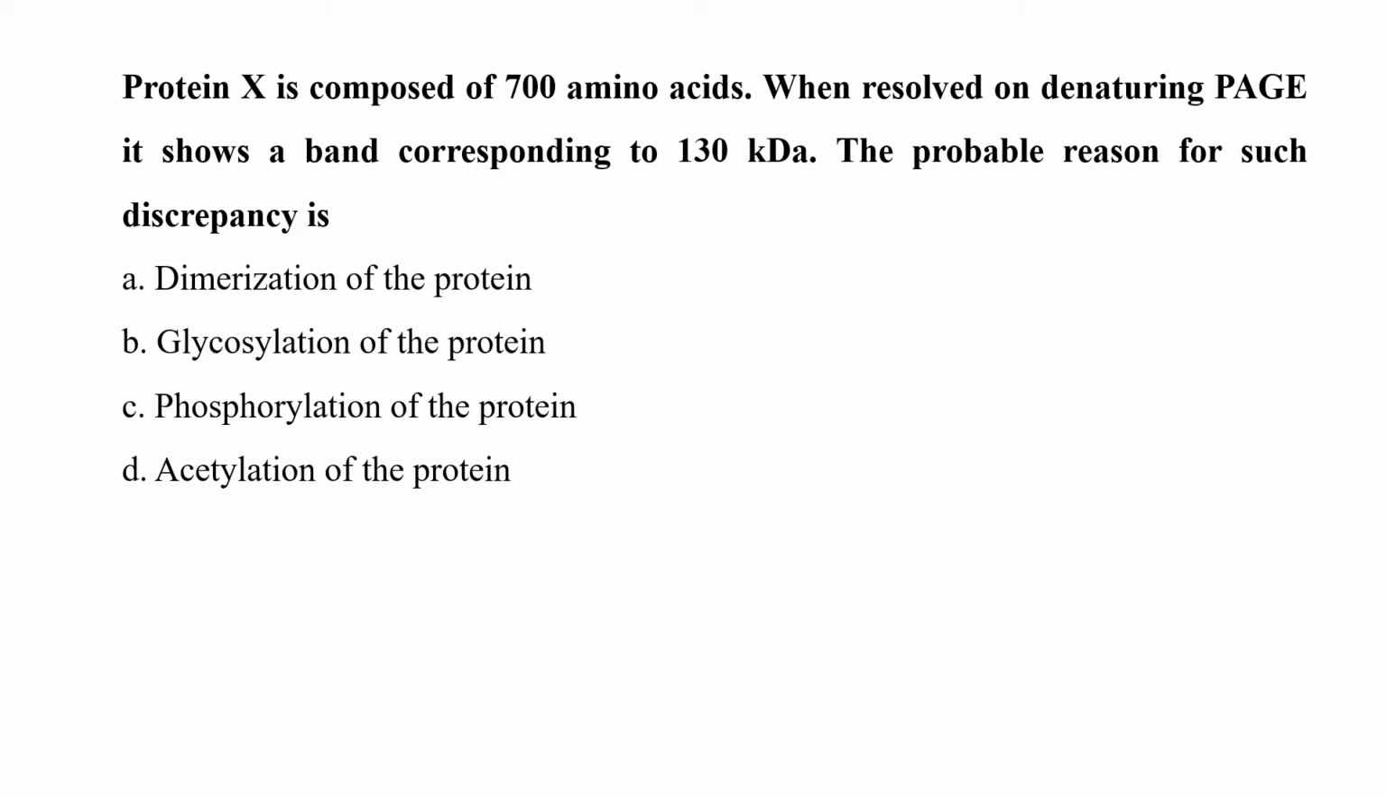Protein X is composed of 700 amino acids. When resolved on a denaturing PAGE, it shows a band corresponding to 130 kilodalton. The probable reason for such a discrepancy is A. Dimerization of the protein, B. Glycosylation of the protein, C. Phosphorylation of the protein, or D. Acetylation of the protein. In SDS PAGE, molecules move according to their charge to mass ratio when electric current is applied. In SDS PAGE, the detergent SDS is used to denature the protein from its native shape and open it into a linear piece.